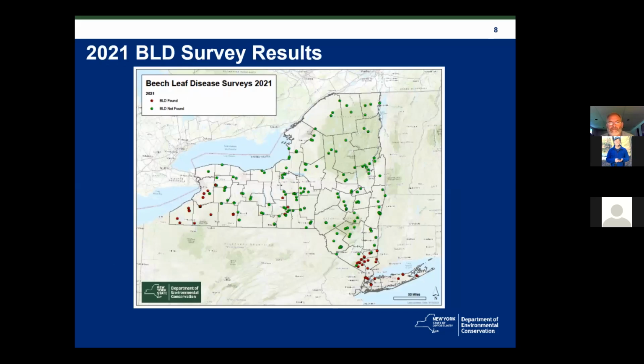All of the positive and negative survey results from 2021 can be seen in this map here. We surveyed for beech leaf disease in most counties this year. Our final data set will also include submissions from IMAP and other public reports.